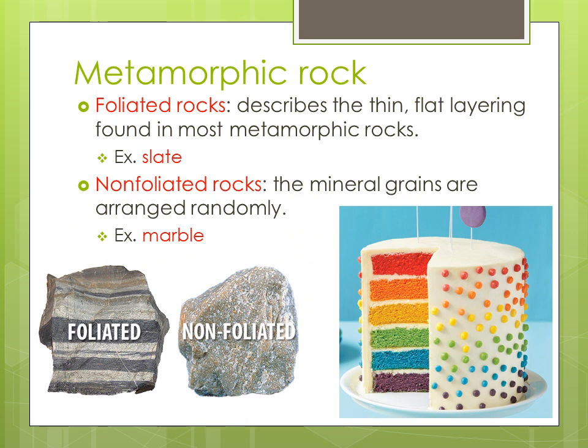Now we have two types of metamorphic rock. First one is foliated. Foliated rocks describe the thin, flat layering found in most metamorphic rocks. Now I want to emphasize that when I say the thin, flat layering, you see that picture at the bottom. You'll be able to see these layers. They'll be quite clear, just like that cake there. You see the different layers of the cake. You see the different layers of the foliated rock. An example of this is slate.